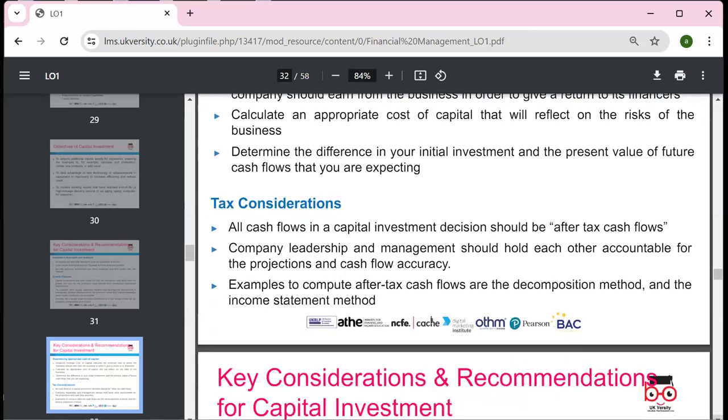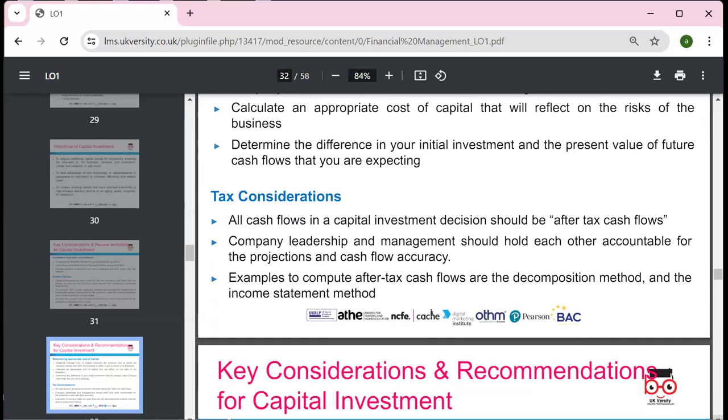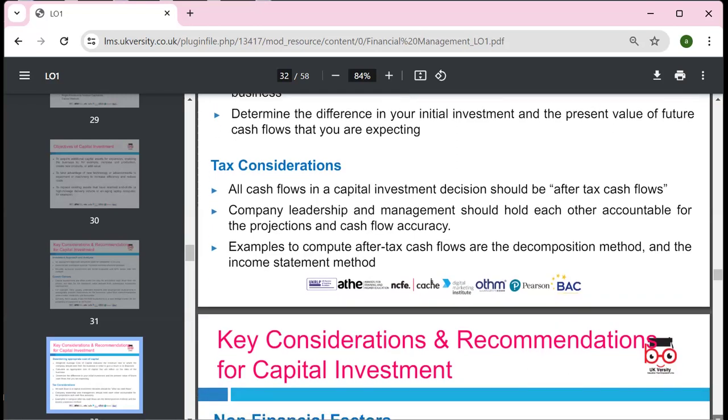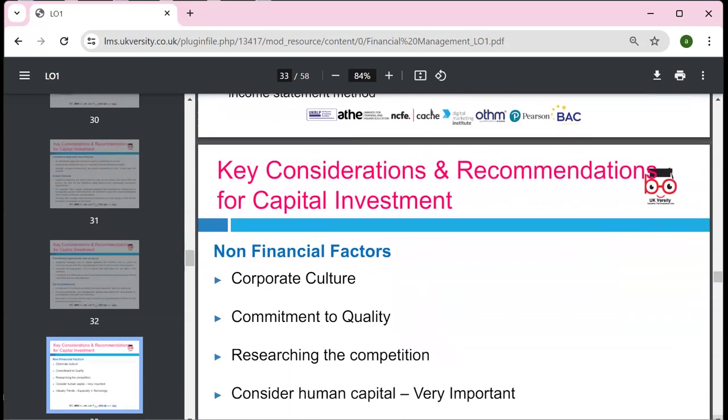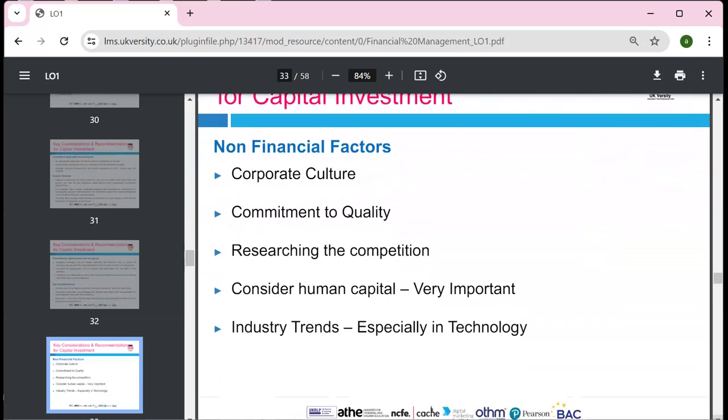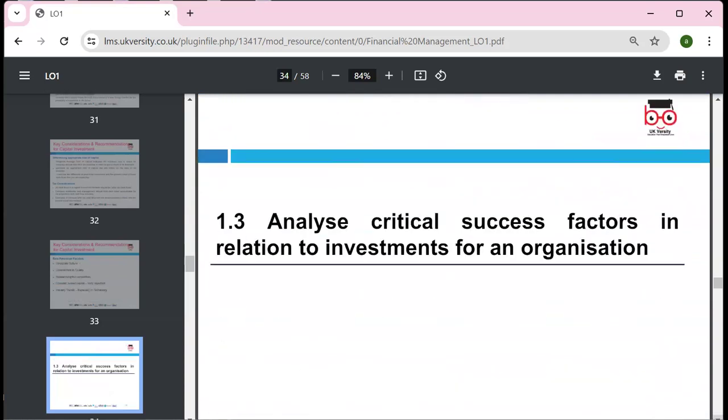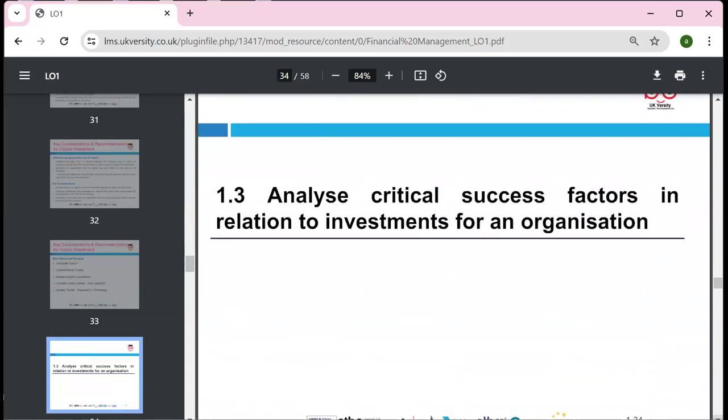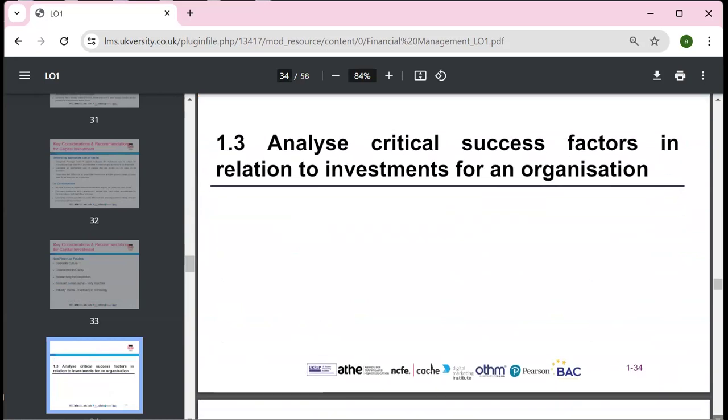We can look at the tax consideration: all the cash flows in capital investment decisions should be after-tax cash flows. Company leadership and management should hold each other accountable for projections of the cash flow. We can look at an example after tax. Other key considerations and recommendations are non-financial factors: corporate culture, commitment to quality, research, human resources and industry trends.